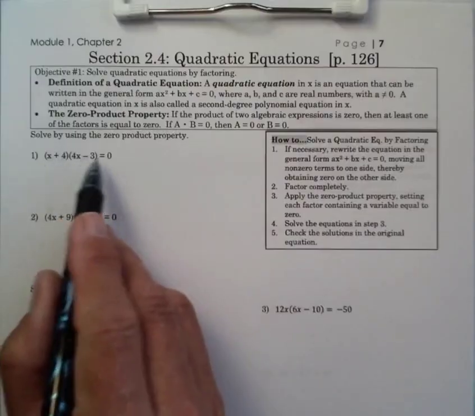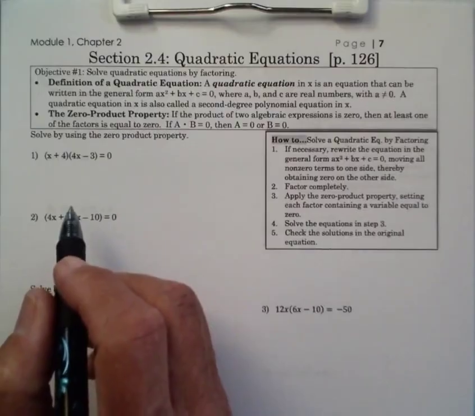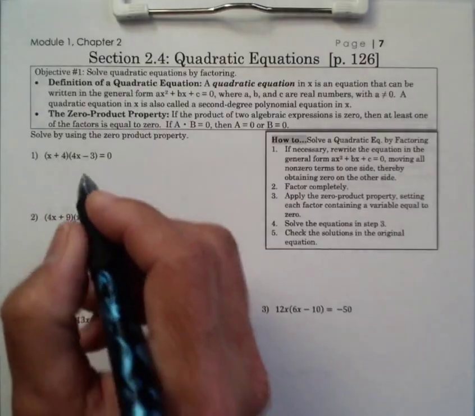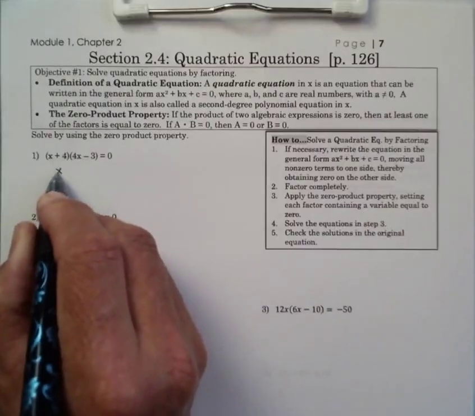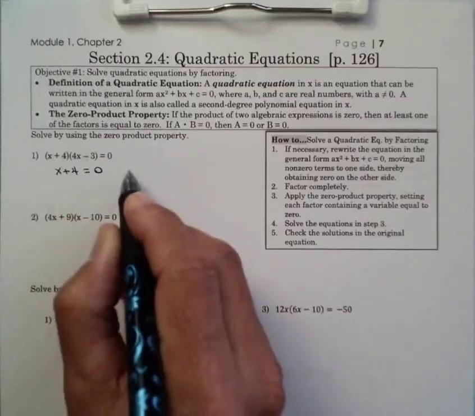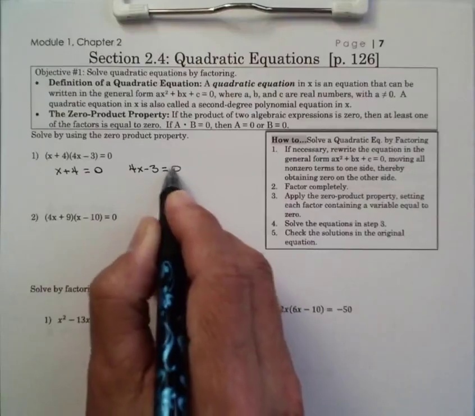It has already been factored for us and set to 0, which is the requirement of being able to solve these equations. And so if either one of these factors were equal to 0, then the equation would be true. It'd be a true statement. So what we do is we set them to 0. We set the first factor to 0, and we set the second factor to 0. They're binomials. And we'll solve.